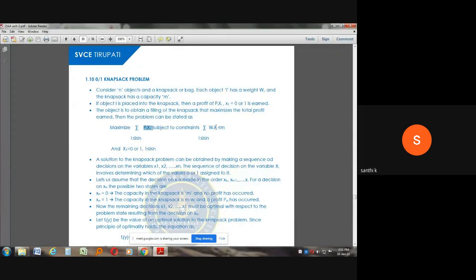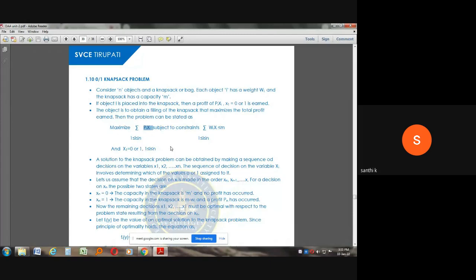In the greedy method, we have the possibility of placing a fraction of the objects in the knapsack. But here in dynamic programming, as the name of the topic tells, 0 or 1 means xi equal to 0 indicates that we cannot place that object in the knapsack, whereas if xi equal to 1, it means we can place that object completely in the knapsack. So we can't put a fraction or part of the object in the knapsack. So xi can take only either 0 or 1. That is how the name 0 or 1 knapsack came about.